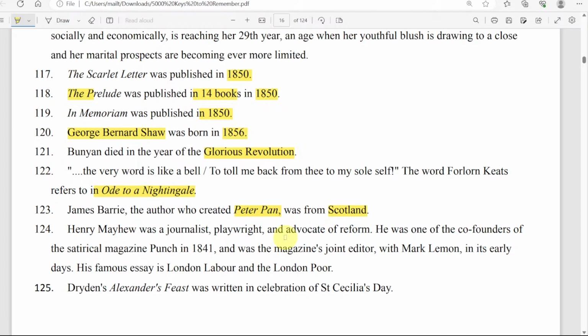He was one of the co-founders of the satirical magazine called Punch, which was published in 1841, and the magazine's joint editor was Mark Lemon. You just remember, Punch was published in 1841, and Dryden's Alexander's Feast was written in celebration of Saint Cecilia's Day.